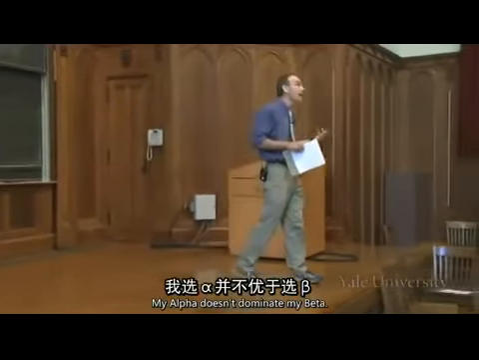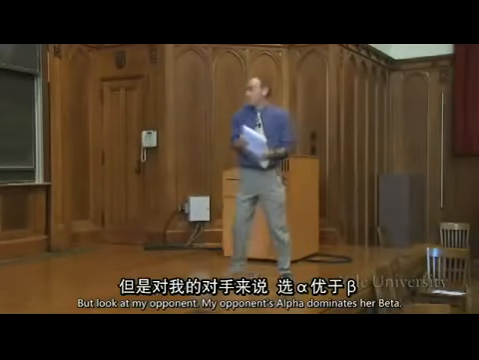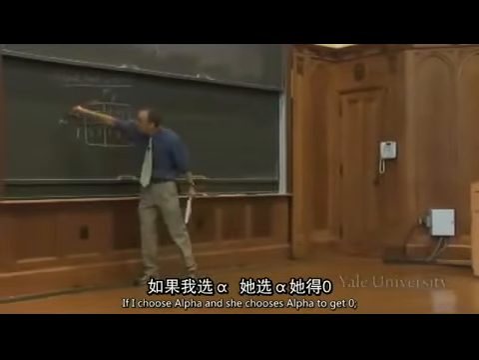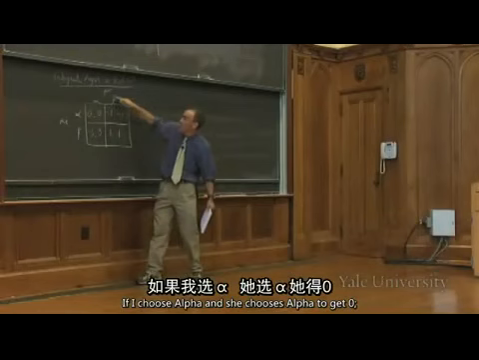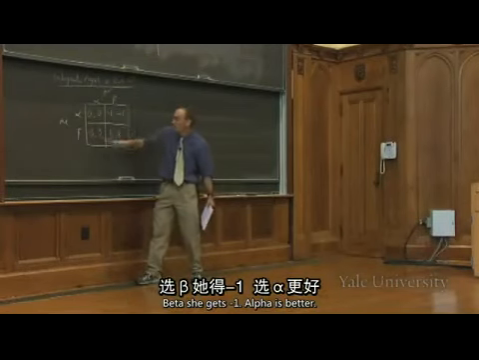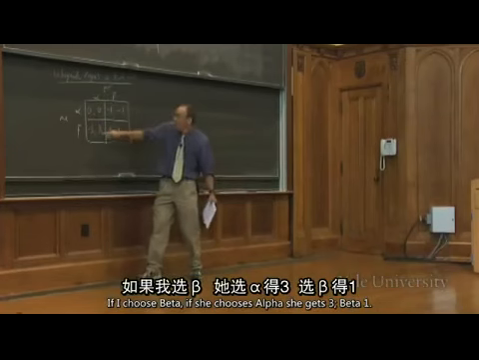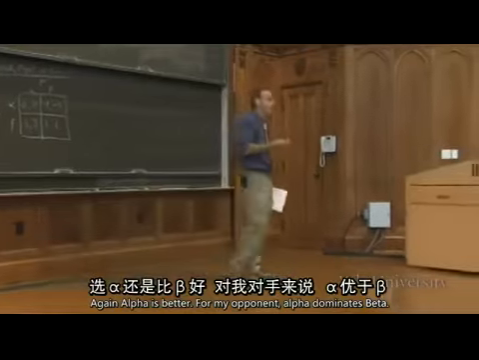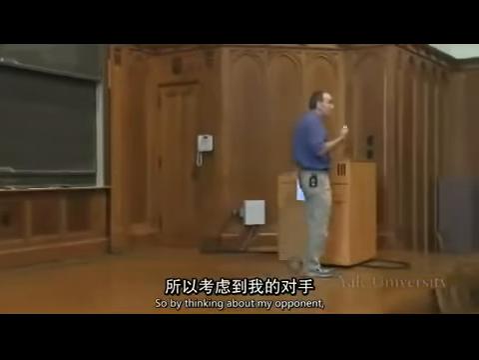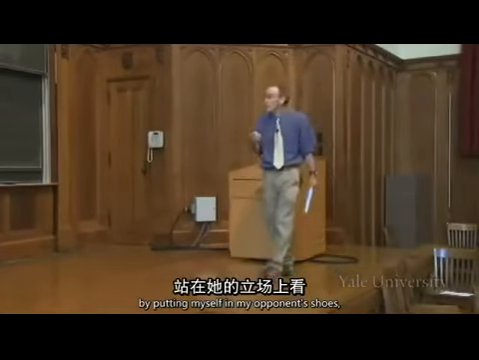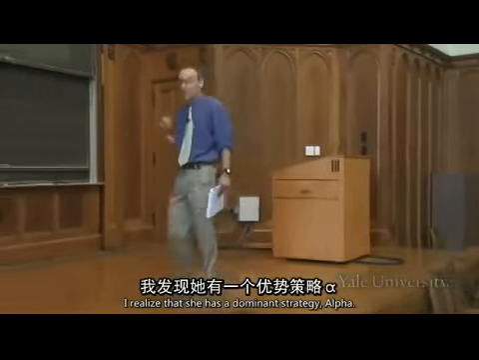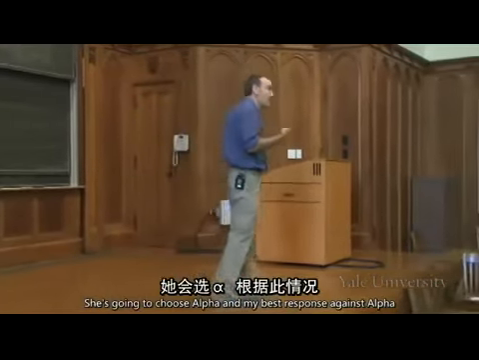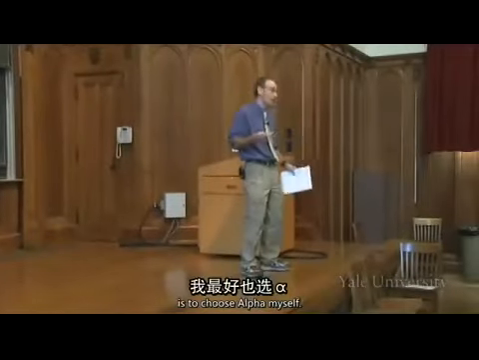So Henry's saying, sure, my alpha doesn't dominate my beta. But look at my opponent. My opponent's alpha dominates her beta. If I choose alpha, and she chooses alpha, she gets 0. Beta, she gets minus 1. Alpha is better. If I choose beta, if she chooses alpha, she gets 3. Beta 1. Again, alpha is better. For my opponent, alpha dominates beta. So by putting myself in my opponent's shoes, I realize that she has a dominant strategy, alpha. She's going to choose alpha. And my best response against alpha is to choose alpha myself.